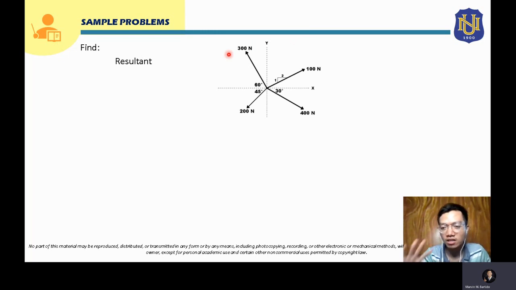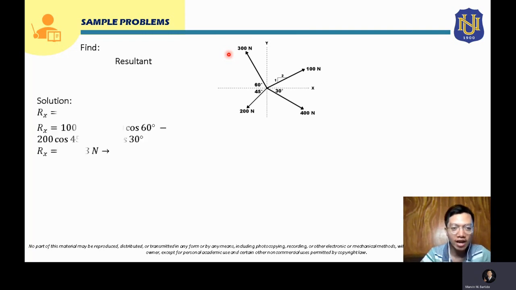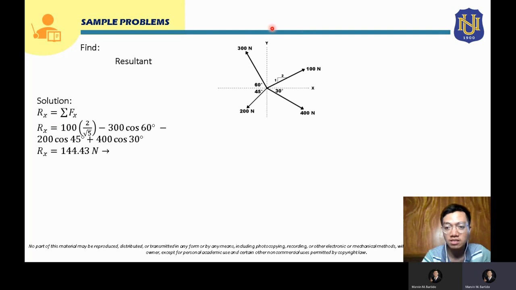So we have to solve for the magnitude of the resultant, which is given by the formula R is equal to square root of Rx squared plus Ry squared. So we have to solve first for Rx and Ry. To solve for Rx, we just have to take the summation of all the horizontal components of all the forces here. Okay, so let's solve this.